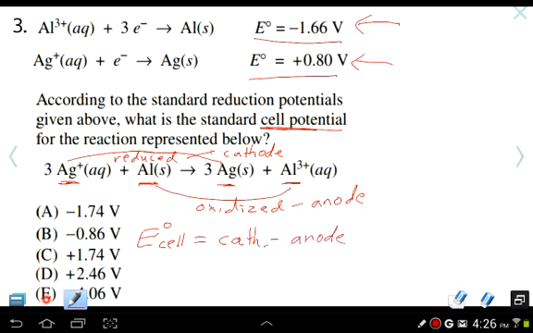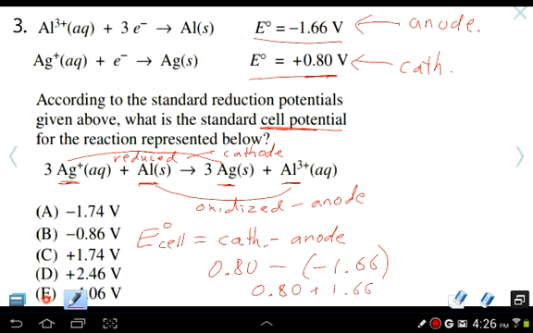So here, our cathode is actually our silver, and the silver here has a voltage of 0.80. This is our cathode, then this is our anode. So we'll do 0.80 minus the other one, which is negative 1.66. Now this will essentially be adding 0.80 to 1.66 and getting a final value of 2.46 volts, which is answer D.